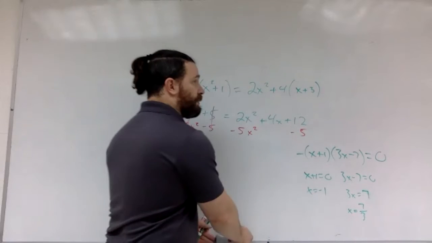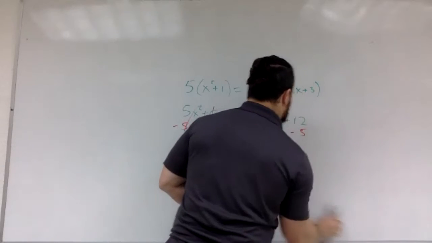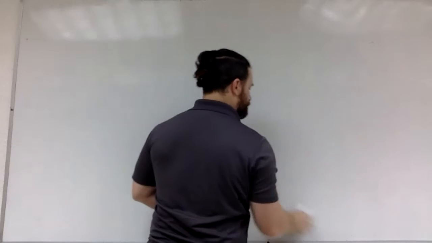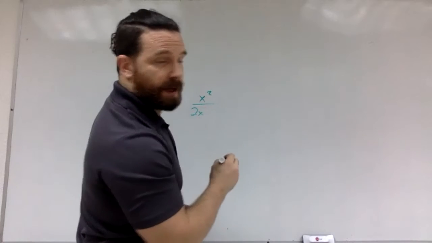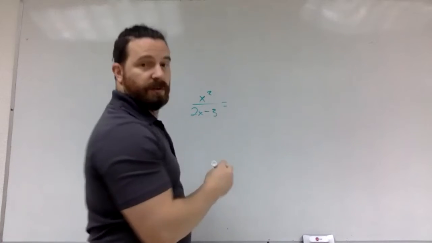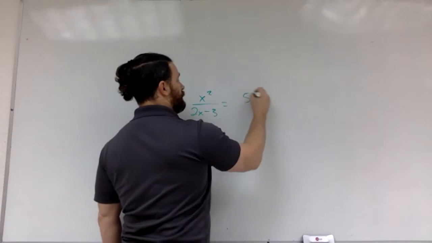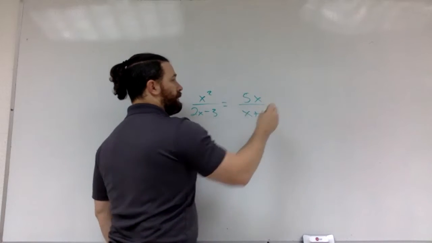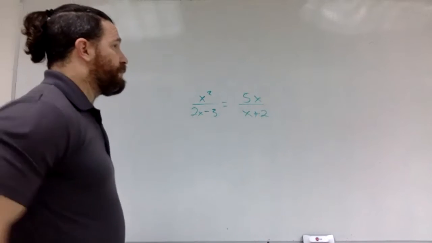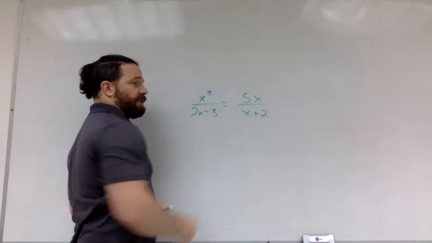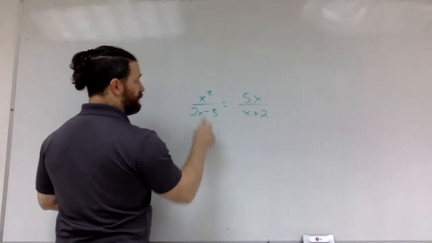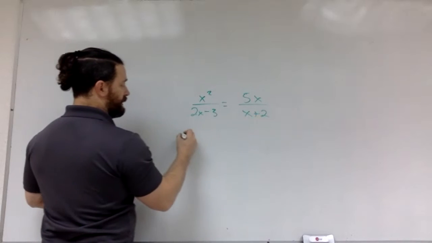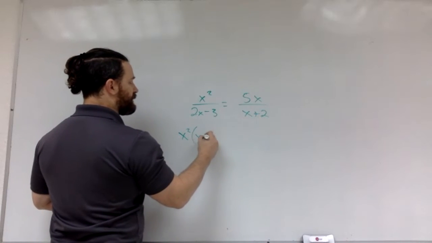Let's take a look at the last one really quick. If I have x squared over 2x minus 3 equal to 5x over x plus 2. All right, so whenever we have a fraction equal to a fraction, you are always going to cross multiply. So I'll first multiply x squared times this. So that's x squared times x plus 2.